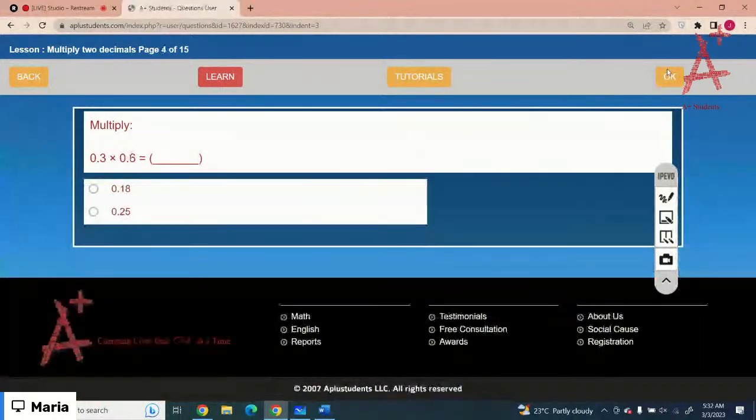0.3 times 0.6, so which is the correct option? 6 times 3 makes, yes, 18. It would be 0.18. Got it? So the correct option is 0.18.